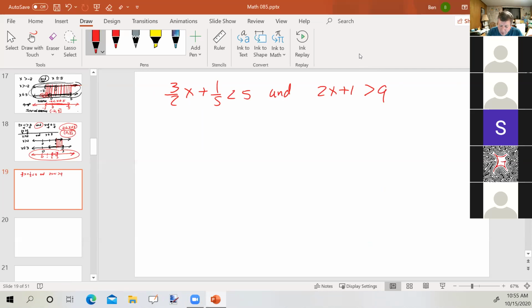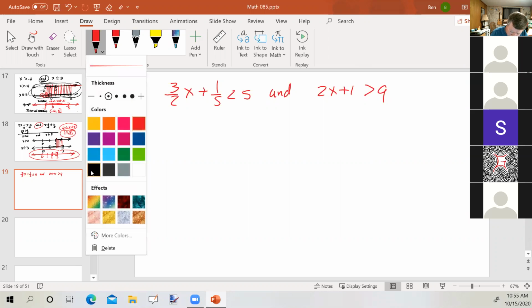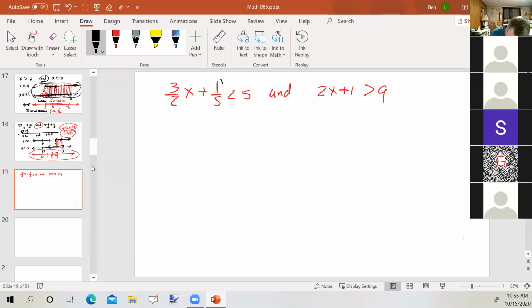Okay. So to solve the first inequality, do you want to clear the fractions or just live with them? Your choice. You tell me. Nobody cares? Not really. Can do it either way. Okay, you know what? I'm going to clear them. So what's the LCD of 2 and 5? 10. Okay, 10.